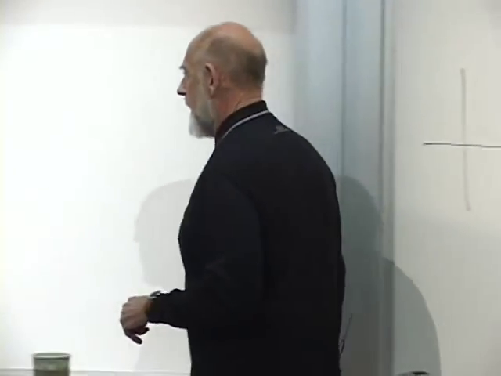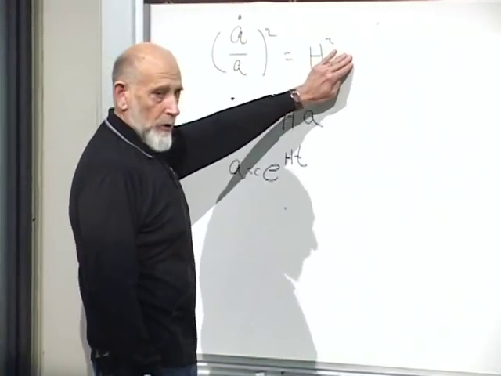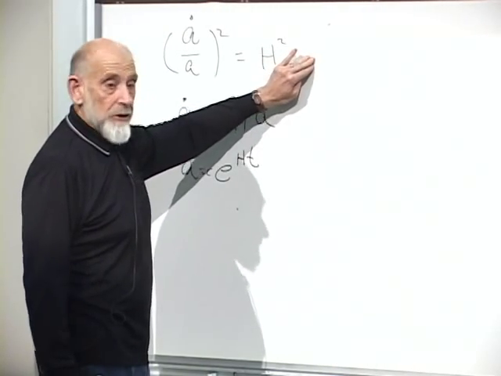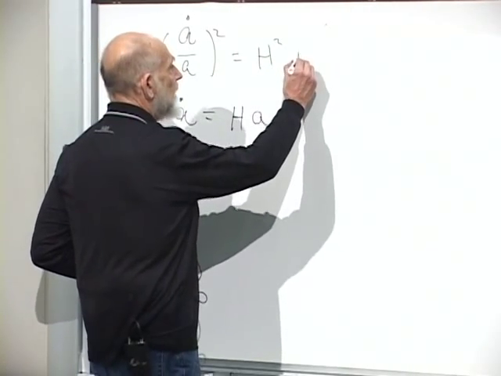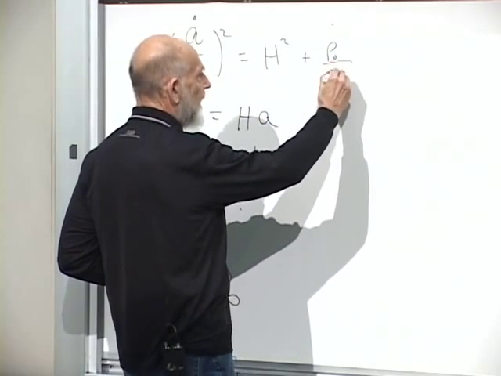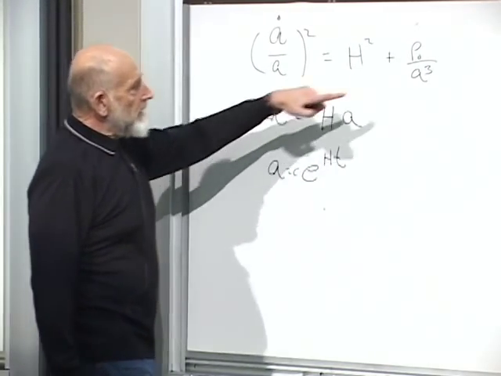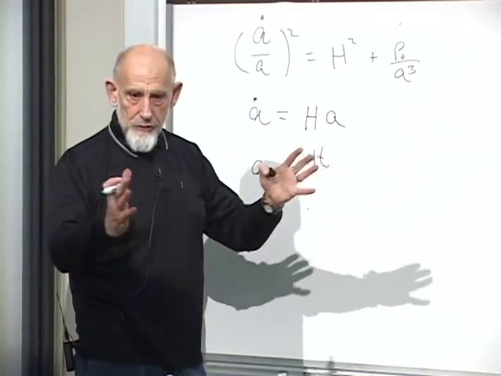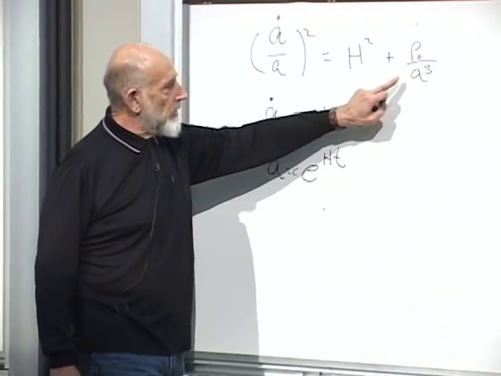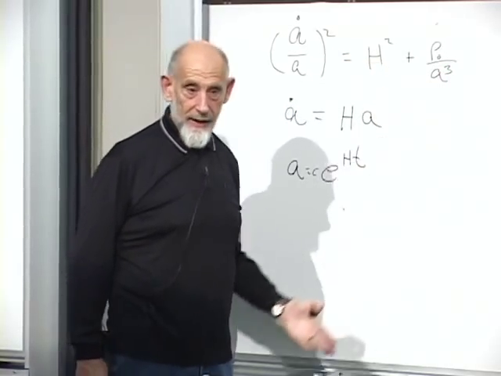Oh, wait, let's point something else out. The real world doesn't just have an H squared. It also has some other energy density. Let's add in the other energy density. It was called rho naught divided by A cubed, for example. When A is small, when the universe is small, when the scale factor is small, this term is going to be much bigger than this. Why is that? Because A is in the denominator, that's why.